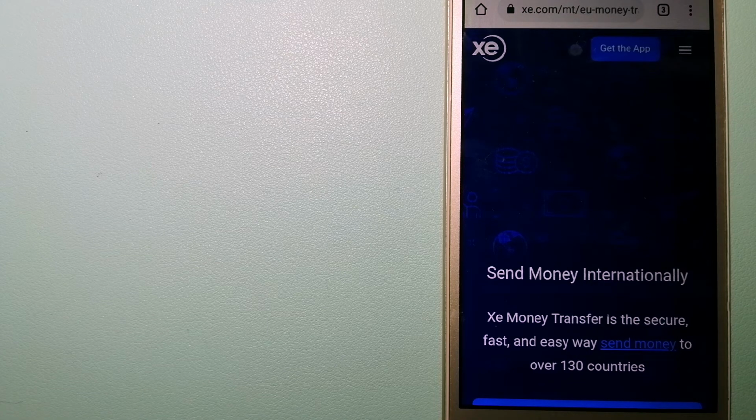Money transfer companies and governments change the rules all the time. And if one of these services is not available anymore, or if you know another reliable way to send money abroad, make sure to leave your comments and let the rest of us know.